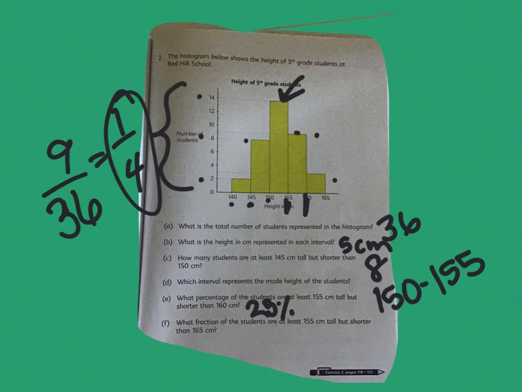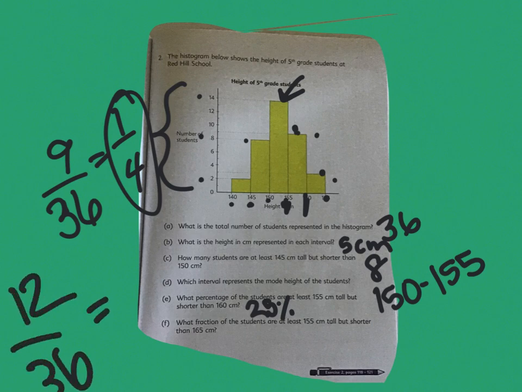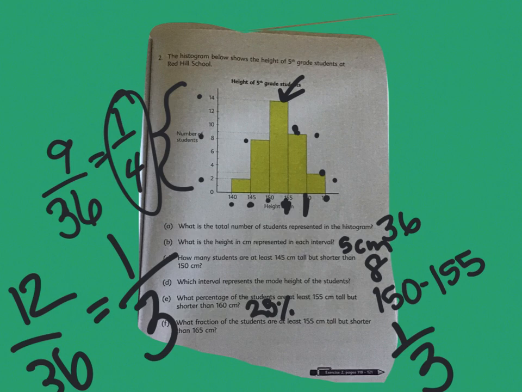All right, and finally, what fraction of the students are at least 155 centimeters tall, but shorter than 165? There are 9 plus 3, which equals 12. 12/36. If I reduce that down, 12 goes into 12 one time, 12 goes into 36 3 times, 1/3. That is the fraction.